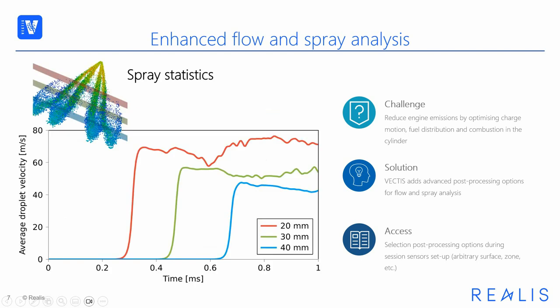Secondly, coming to the additional spray statistics in this release, we are now measuring the average velocity of the droplets through any arbitrary surface using the so-called Lagrangian collector sensor. The average velocity of individual droplets going through a given surface at every time step is now recorded in the report file, allowing for an easy comparison with available experimental data.